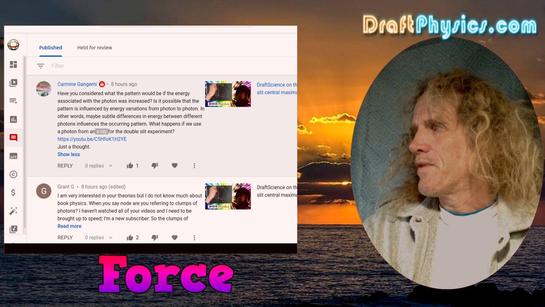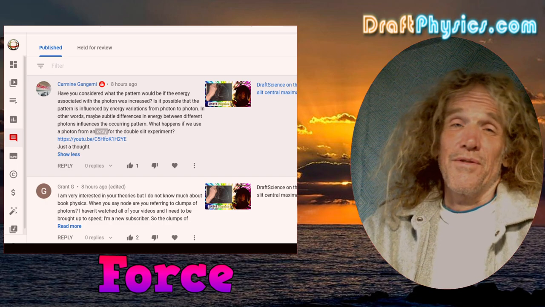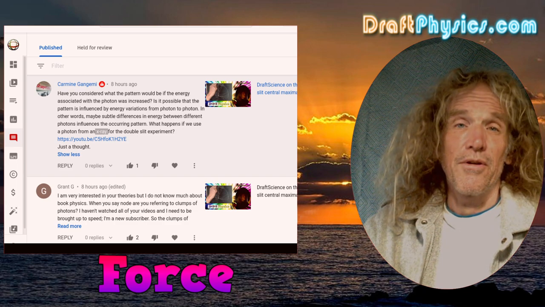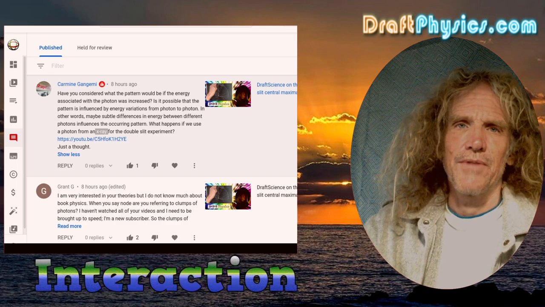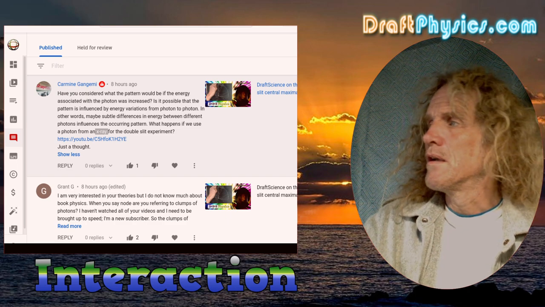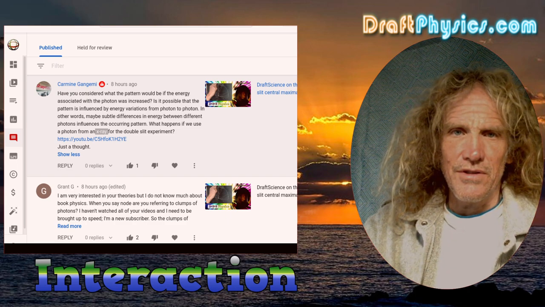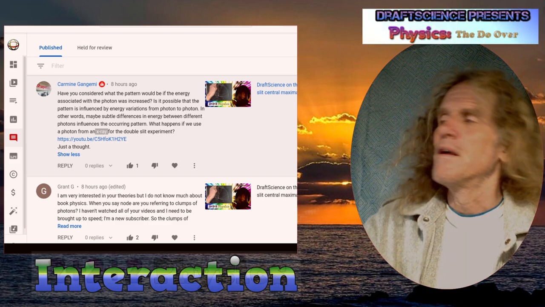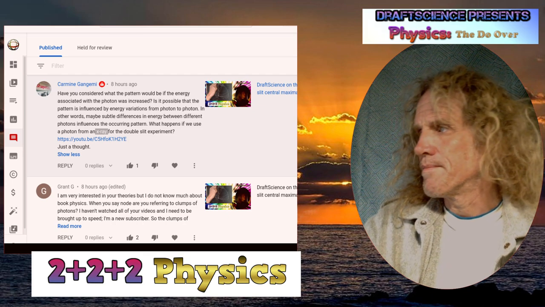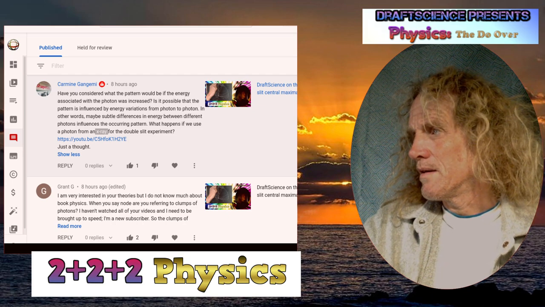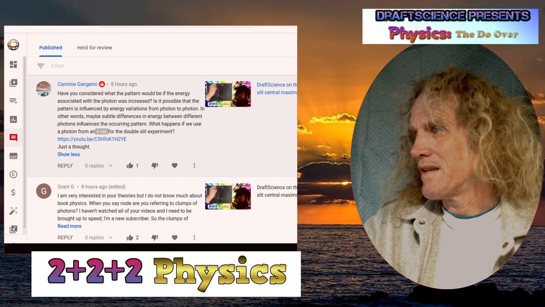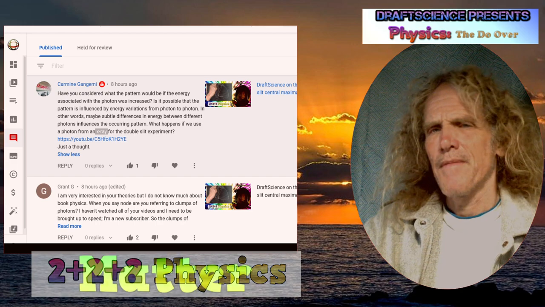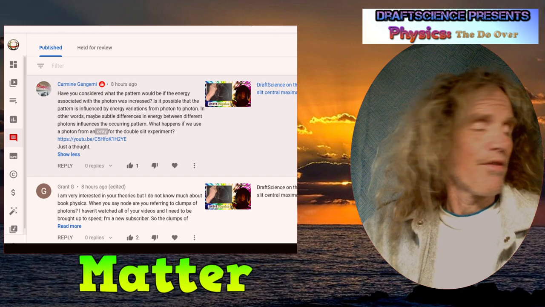Energy variations from photon to photon. Well, obviously the photons always come that way, and especially something like x-rays, it's very hard to send monochromatic x-rays, that is x-rays of just one frequency. So I don't even know if they have any technology that can actually do that without just filtering out x-rays. In other words, maybe subtle differences in energy between different photons influence the occurring pattern. No, it's more of an influence as I thought about it.